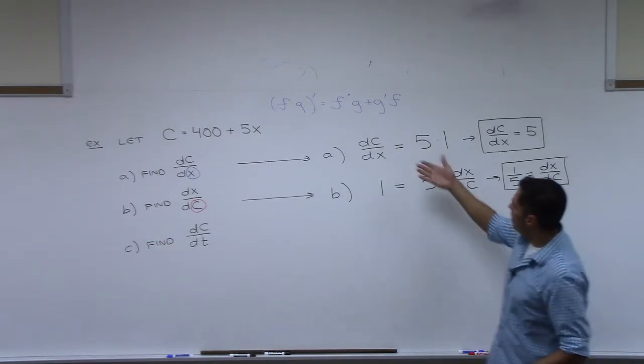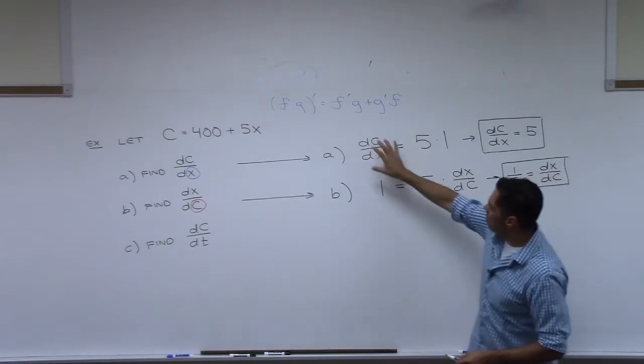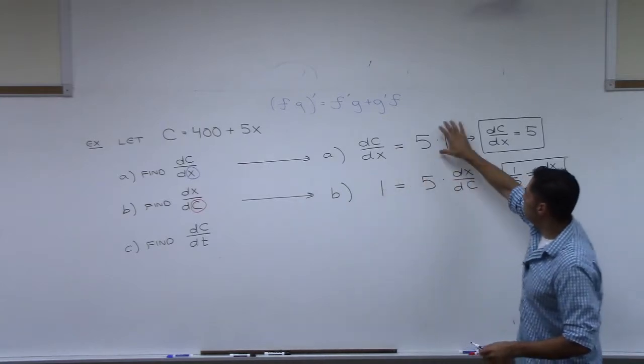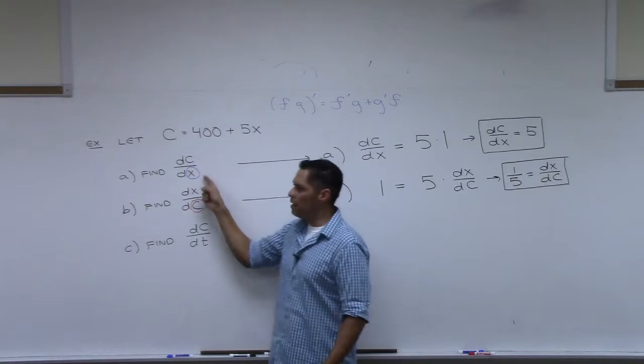Can you all see how, in these two problems, the derivative kind of changed places? Like here, the derivative was dc dx, but here it was 1. Here it was 1, but here it's dx dc. And it all has to do with what this variable is right here.